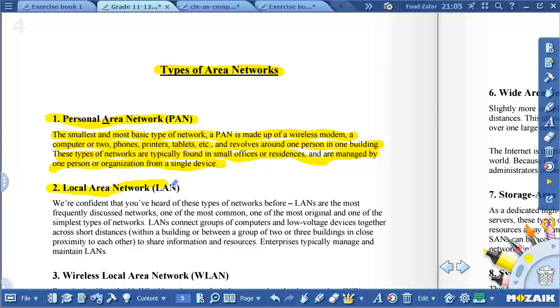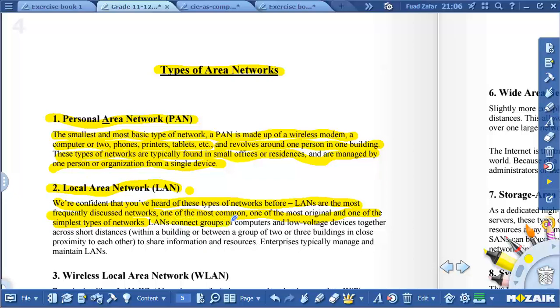Second one, local area network, which is known as LAN, and it's more common. They use local area network, and then we are going for wireless local area network, which is your WLAN. We are confident that you have heard of these types of networks before. LANs are the most frequently discussed network. One of the most common, one of the most original, and one of the simplest types of network. So LAN is more commonly used in the world and it's one of the simplest types of network.